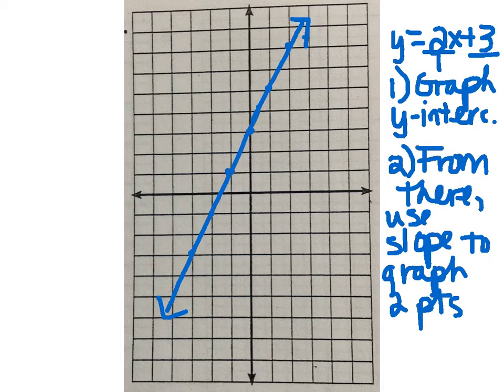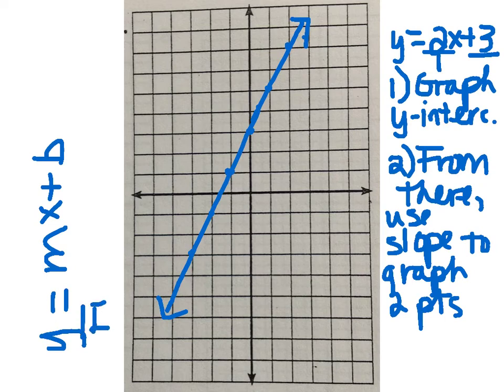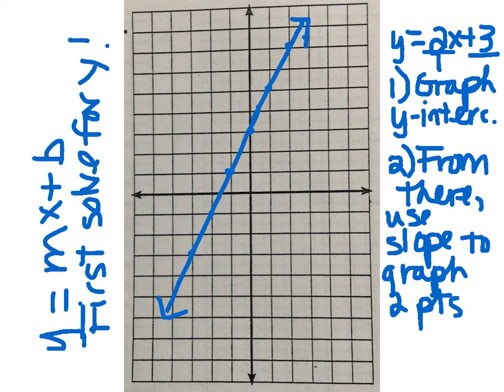So you're going to use this to graph the y-intercept, and from there to use the slope to graph 2 points. I do want to tell you that the slope-intercept form is by definition, I'm going to go sideways, y equals mx plus b. So you have to first make sure that it is solved for y. Otherwise, none of this really makes sense. So let's do one where that's not.